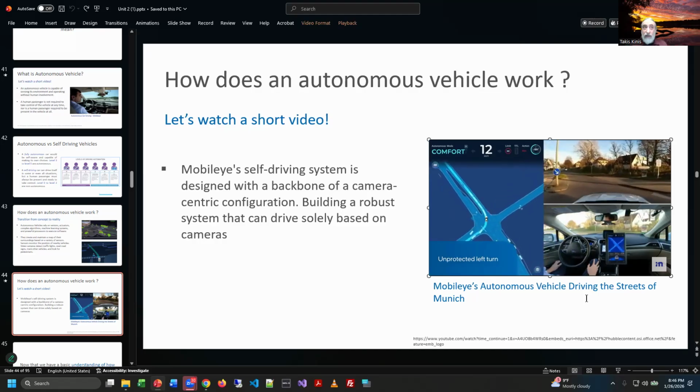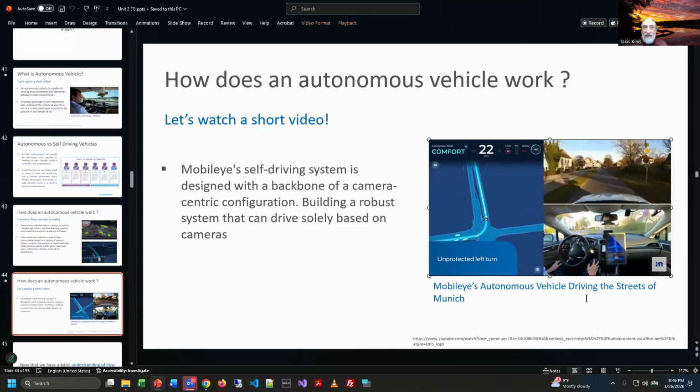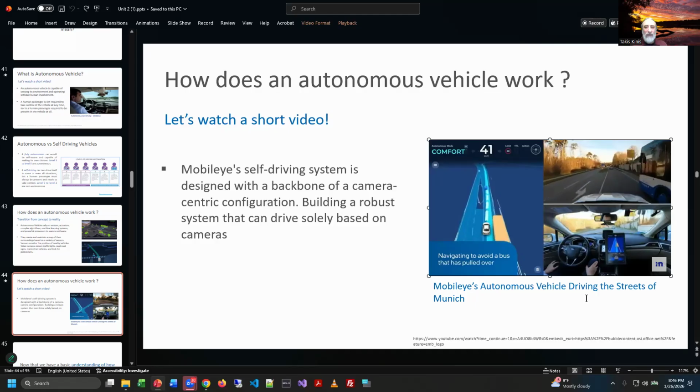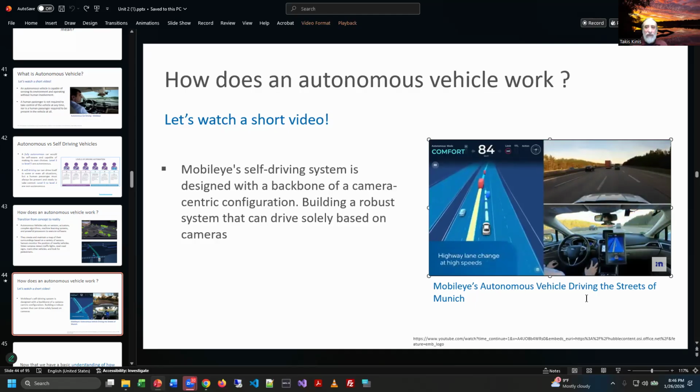Did you notice the guy was mid-turn and then it noticed the car coming through and stopped? Be able to pass a bus, change lanes on the freeway, all of that. Very cool.